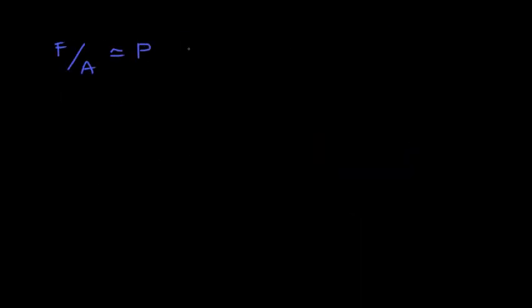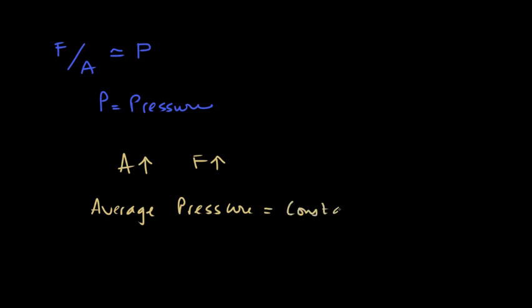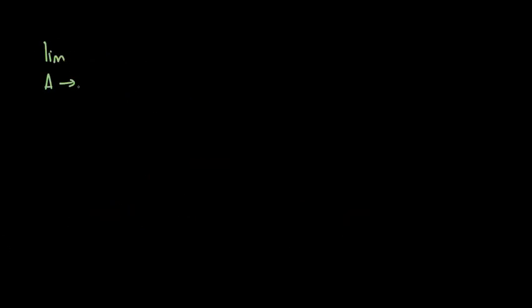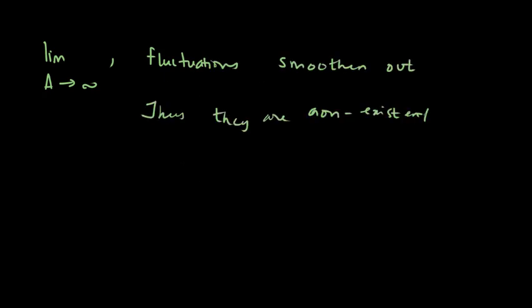Let's call this force per area pressure. You can see that the average pressure is almost constant for any roof size. As the area increases, the fluctuations in the force exerted by the raindrops smooth out, and this force looks to be much closer to the average value. We consider that as the area tends to infinity, the fluctuations are almost non-existent. This is the analogy for the thermodynamic limit.